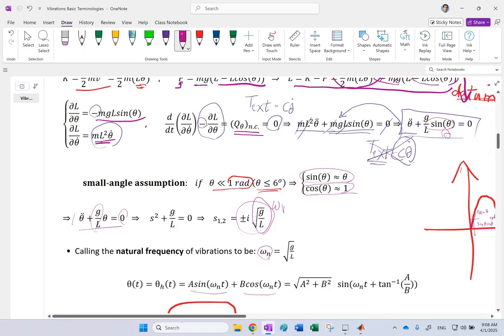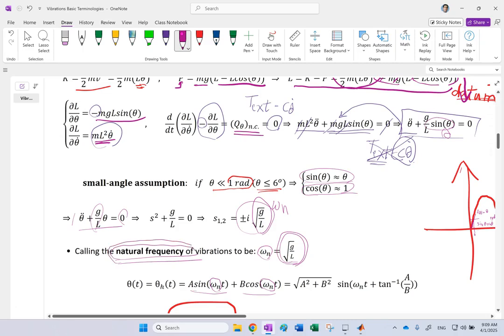So if I call this omega n, my roots are plus minus i omega n. Then my solution is A sine omega n t plus B cosine omega n t. And in this case, omega n is, as I said, the square root of g over L. And this guy, I call it the natural frequency of the system. Why? Because look at my solution. My solution is a harmonic oscillation where the frequency of my oscillation of the system is omega n, this guy. So I can call it the natural frequency of the system.